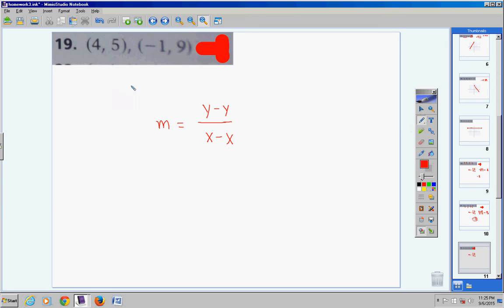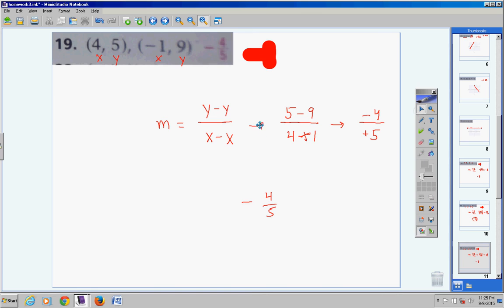I'm going to pick up the pace now and go a little faster. X, y, x, y. Up top we have y minus y, so 5 and 9. 5 minus 9. In the denominator we have x minus x, 4 and negative 1. So 4 minus a negative 1. Be careful with your signs. 5 minus 9 is negative 4. 4 minus negative 1 is positive, so 4 plus 1 is 5. You have a negative over a positive. That makes the whole fraction negative. 4/5 cannot be reduced, so your answer is negative 4/5.